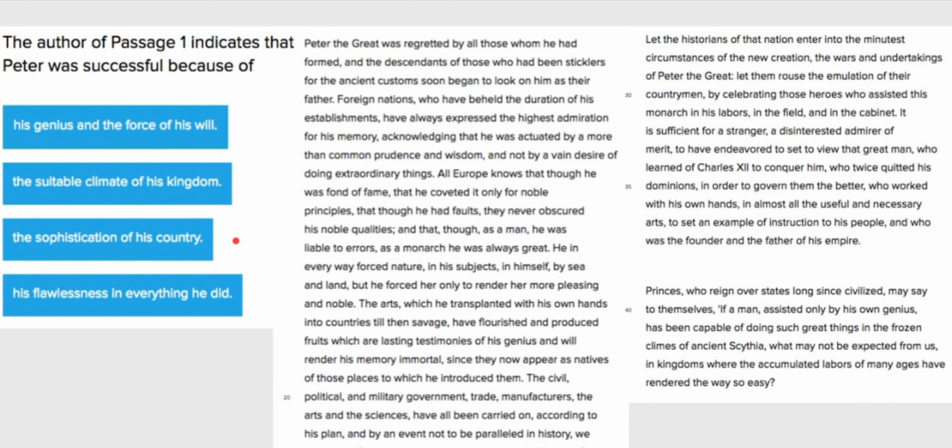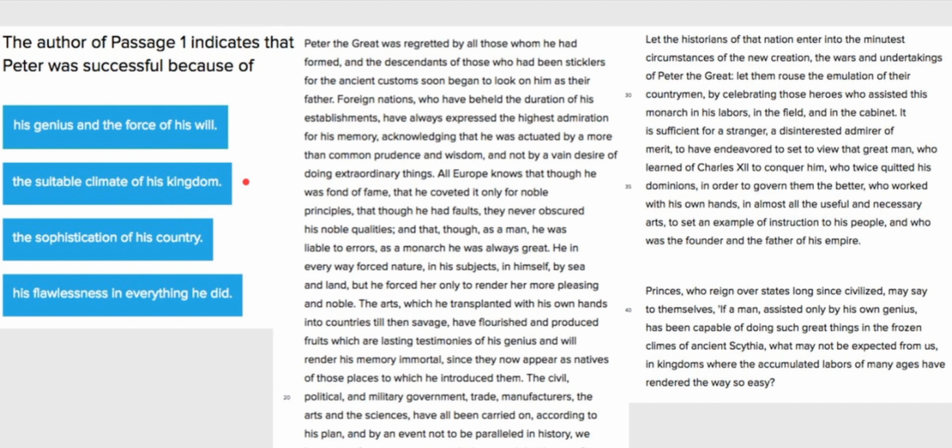Well, his success was actually partly in sophisticating his country. We know from reading this passage. It says that he forced nature and his subjects and himself to render her, referring to the land and so on, to be more pleasing and noble. The arts are something he transplanted into countries. So the country itself was not sophisticated, so we can eliminate that.